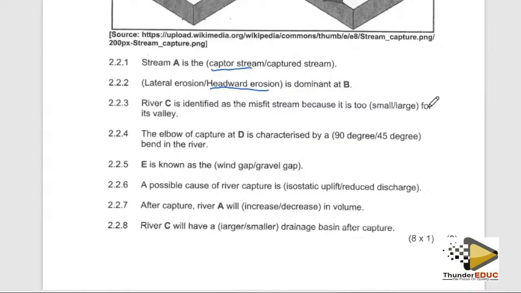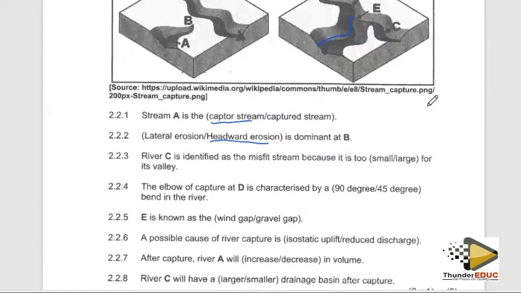Then 2.2.3, it says river C is identified as the misfit stream because it is too small for its valley. Right. So it is a misfit because it is flowing in a large area, which means there is less water flowing, so the river becomes too small for that particular area.